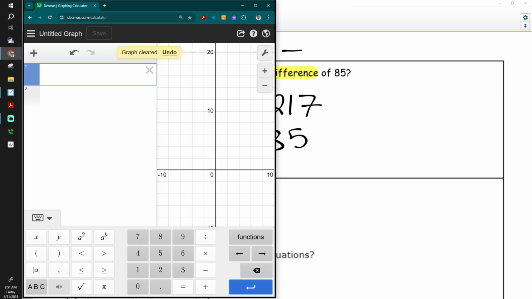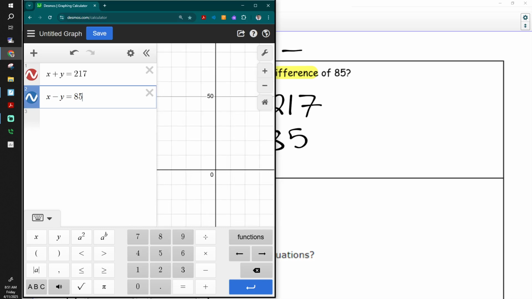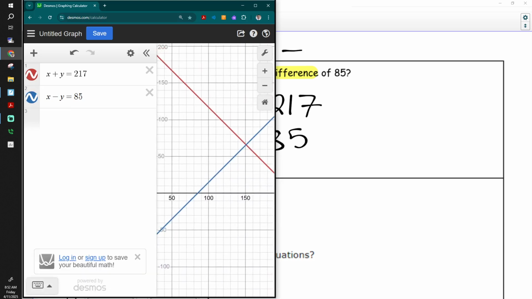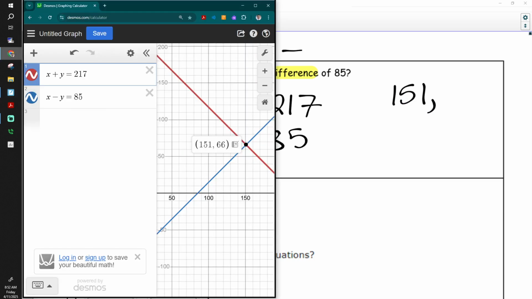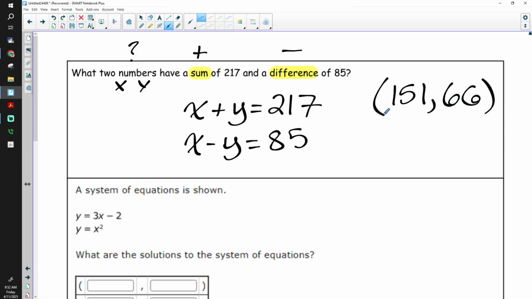Delete out this old one. x plus y equals 217. And x minus y equals 85. Zoom out so you can see your system. Our answer is where our two lines intersect or cross. So our two numbers are 151 and 66. 151 and 66. And we're done. Okay, next one.